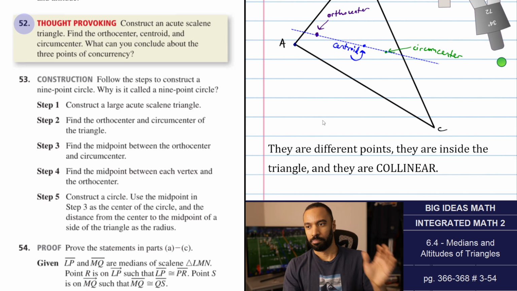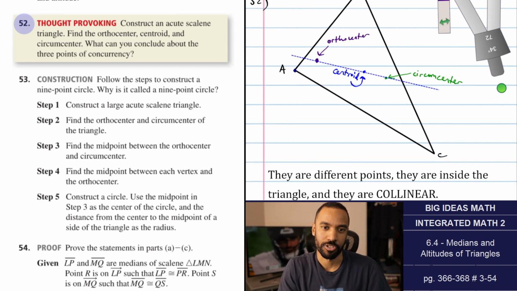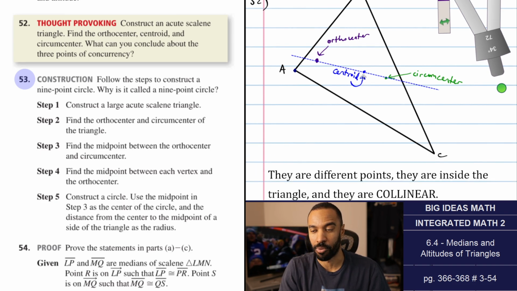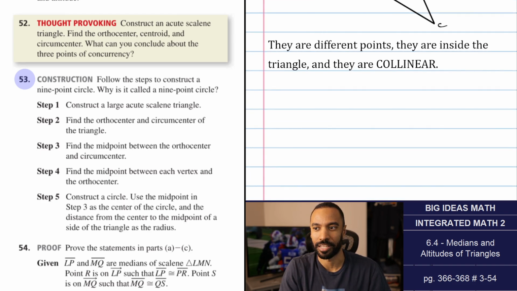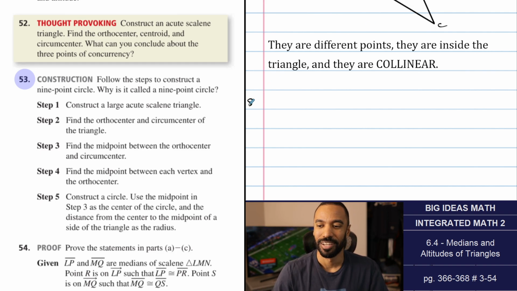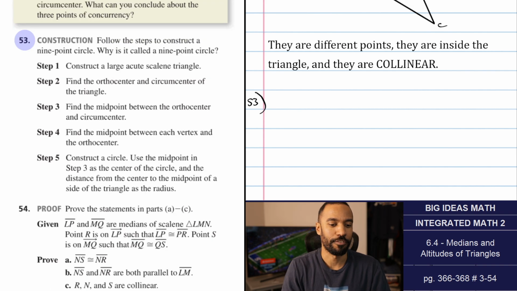Now, I don't know what the proof of that is. I'm not going for that. I even speculated it. I wasn't certain. But they are collinear. They don't necessarily draw to any certain point or anything like that, but they are collinear, and that's the last thing they wanted. All right, number 53 is construction. 53 and 54 is a proof.